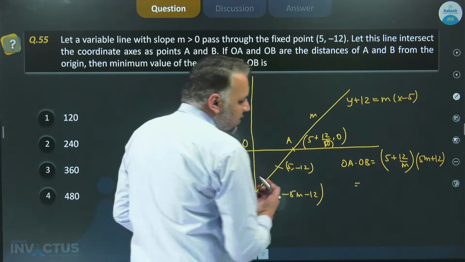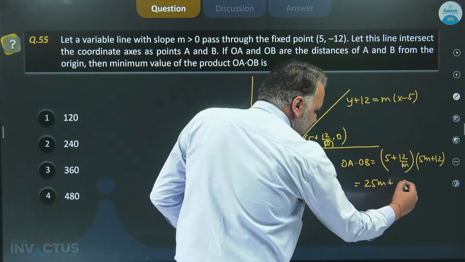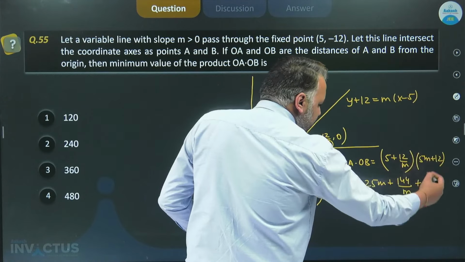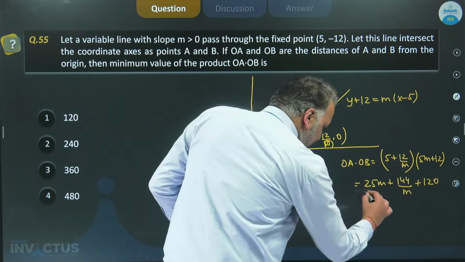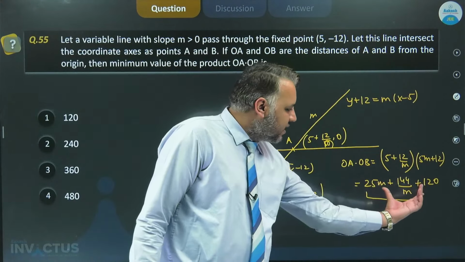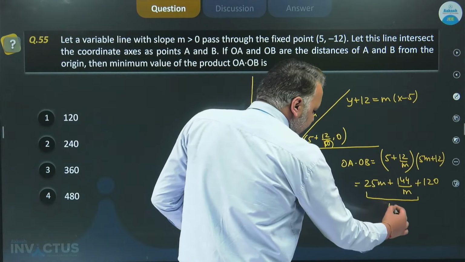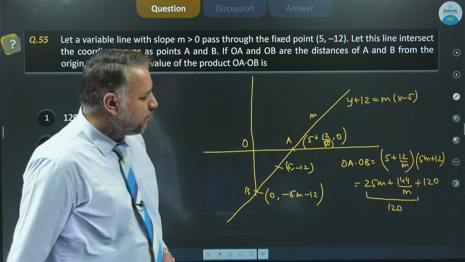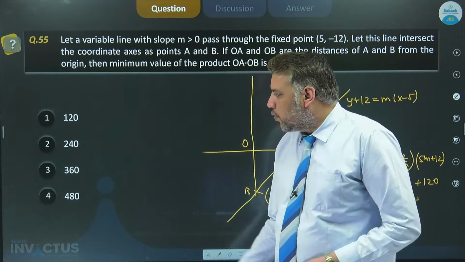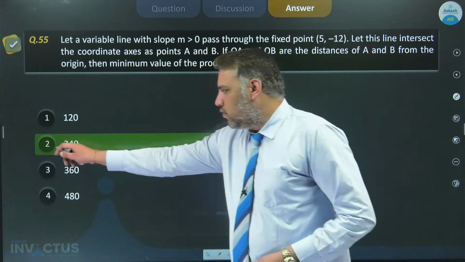Let's multiply this. This will be, I think, 25m plus 144 divided by m plus, if you take the constant term, that will be 120. Now applying AM-GM here, you can calculate the minimum value of this, and finally we can comment on the minimum value of OA into OB. So if you apply AM-GM here, the minimum value of this will be 120 plus 2 root AB. So the final answer must be 240. So according to us, 2 is the correct answer. Let's check the answer. Yeah, it is 240.